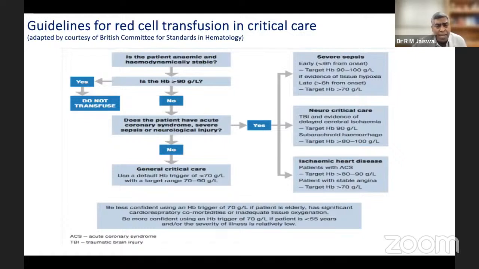Then again, the guidelines for red cell transfusion in critical care were published by the British Committee for Standards in Haematology, and they suggested that if the hemoglobin is more than 9 and the patient is hemodynamically stable, we don't need to give any kind of transfusion. And if the patient is not hemodynamically stable and hemoglobin is less than 9, then again we need to think as per other factors: whether the patient is in severe sepsis, in neurocritical care, or has ischemic heart disease. On the basis of these formulations or guidelines, we need to decide our transfusion request.